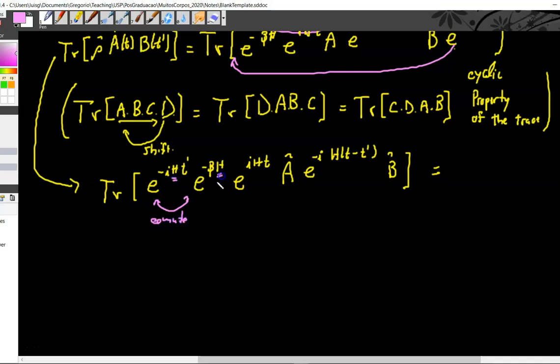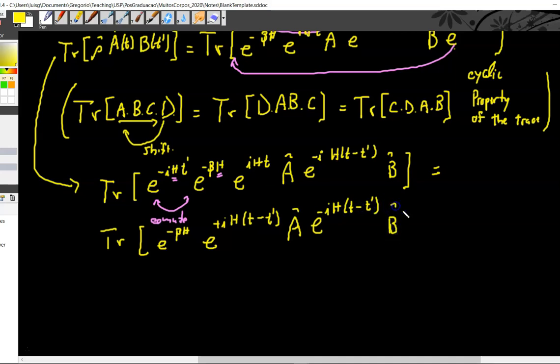Why? Because I have H on both of them. So this would be trace of e^{-βH}. Then I'll bring this guy close to this one. So I have e^{+iH(t-t')} A e^{-iH(t-t')}, right? Meaning that my correlation function, which is this ⟨A(t)B(t')⟩, only depends on the difference between t and t'. All right, so yeah, let's go back now to the slide.